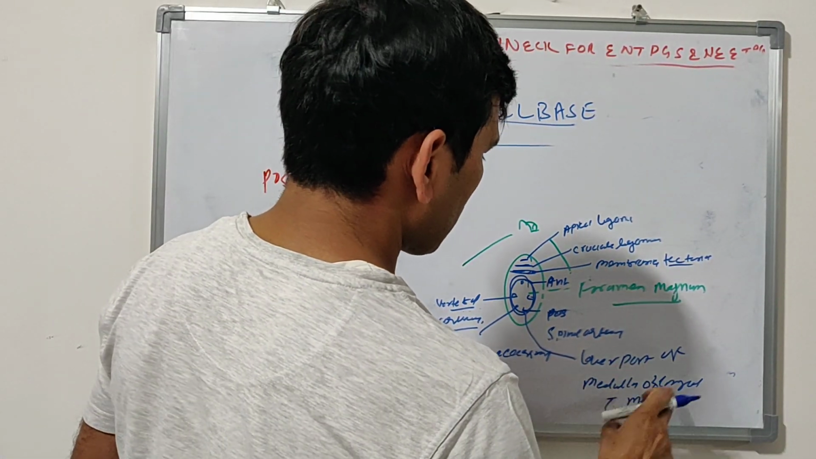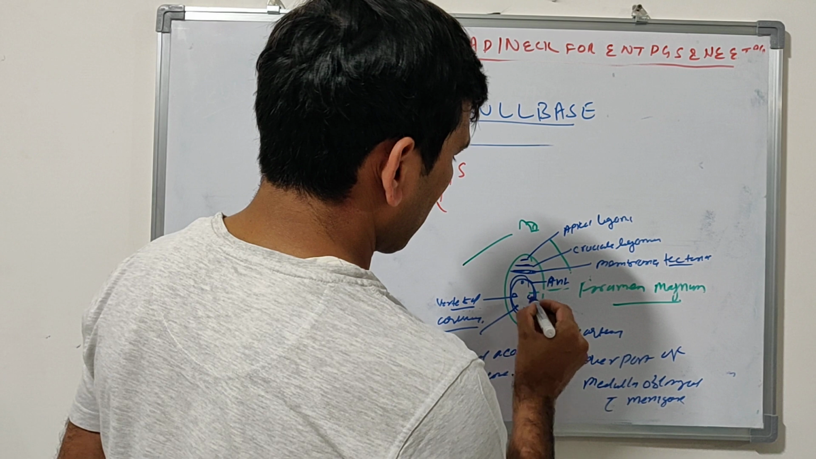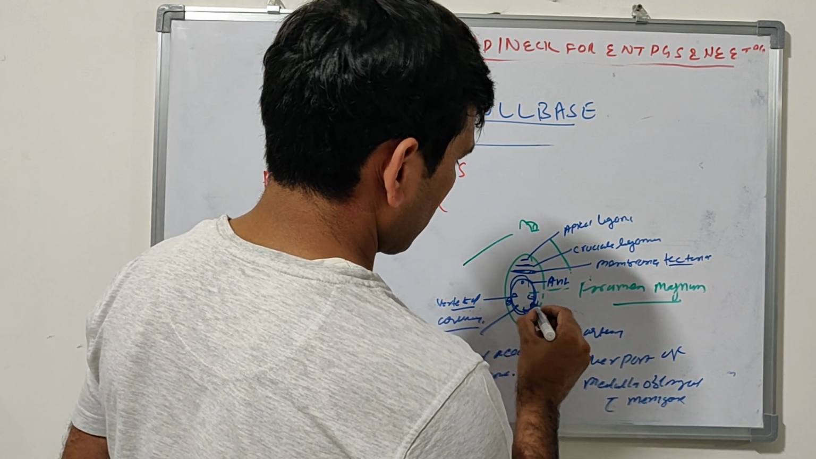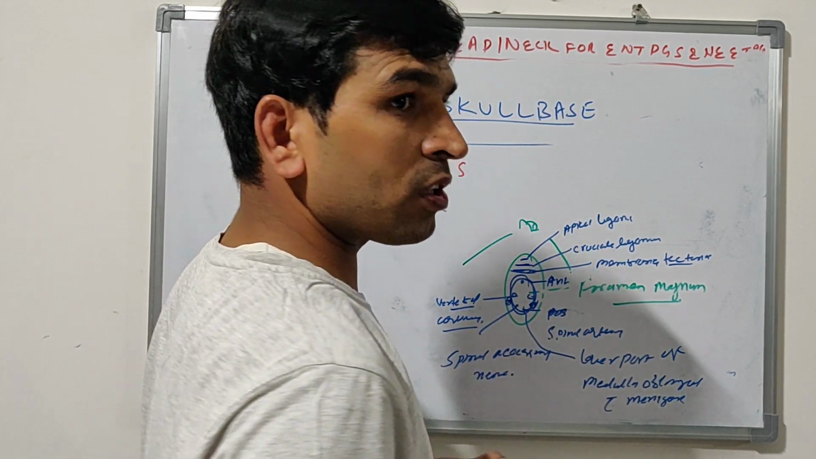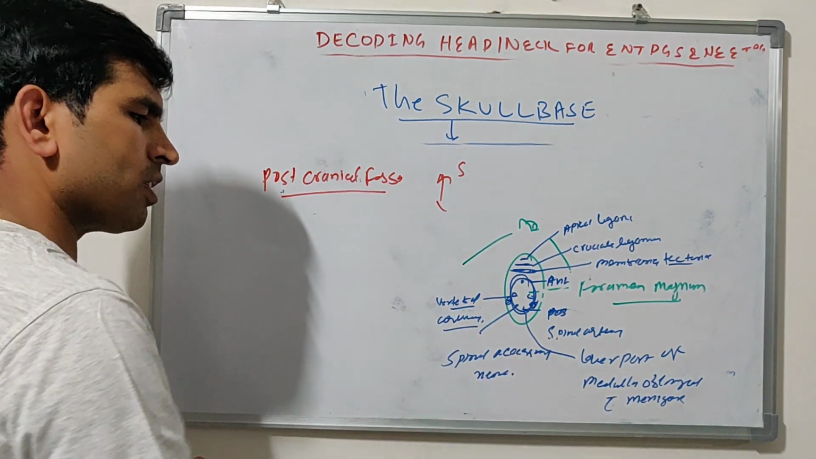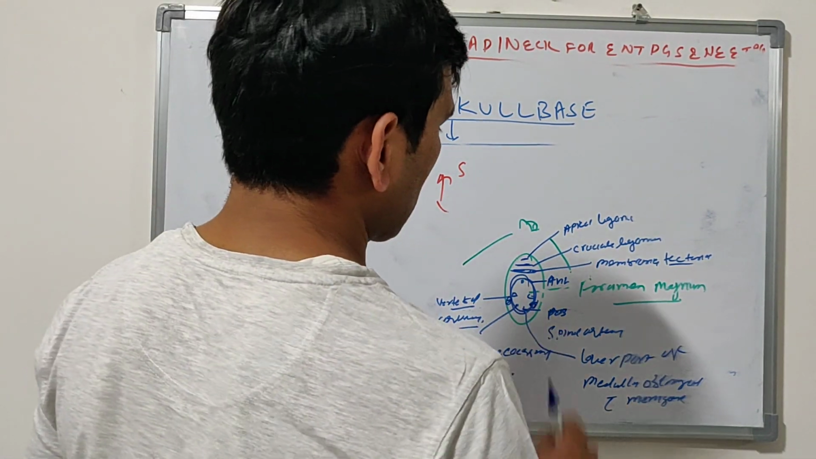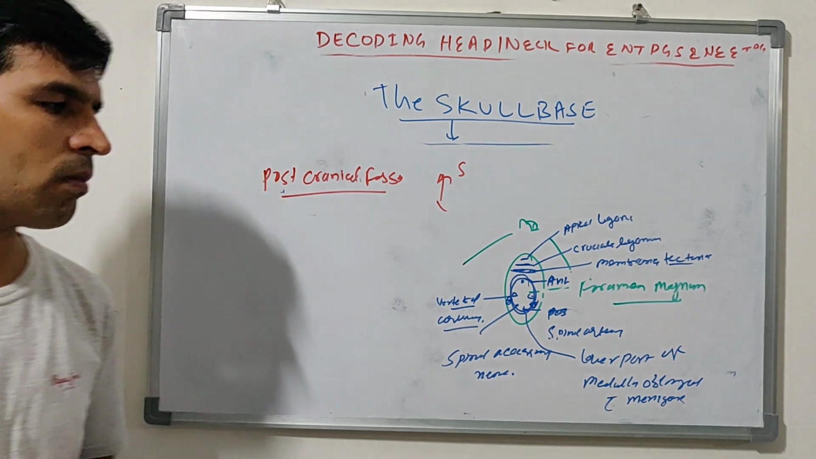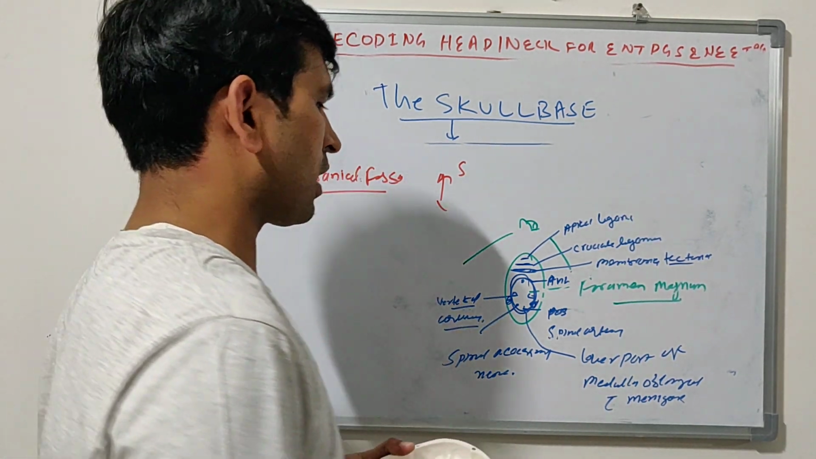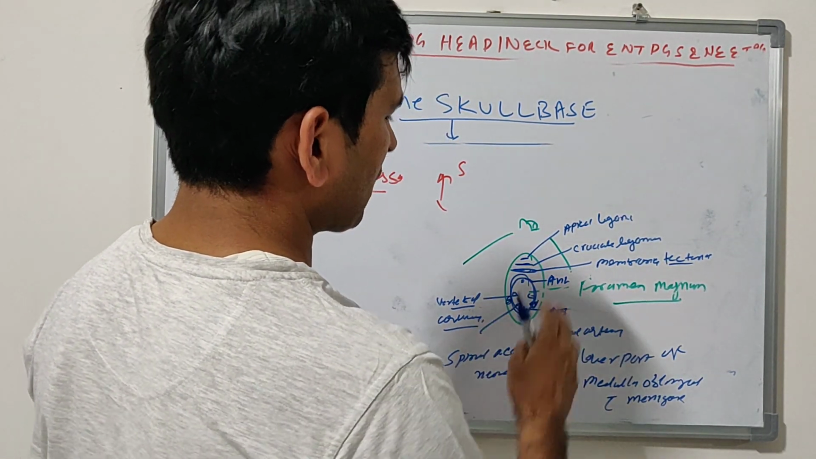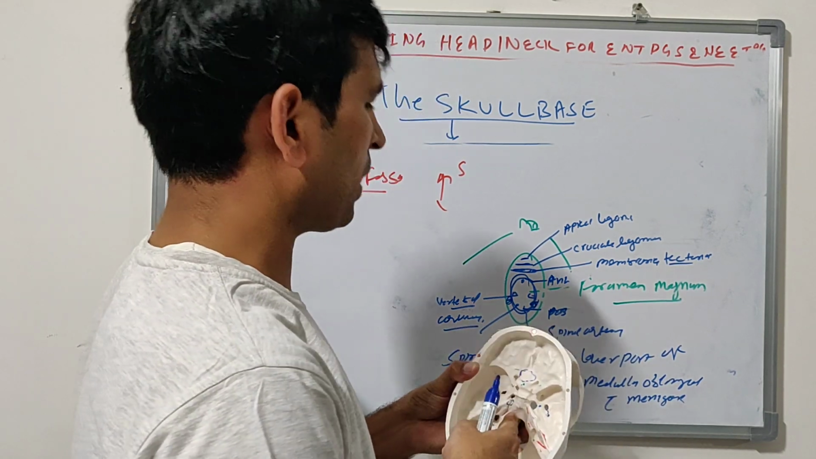Sometimes there may be cerebellar tonsils herniating, and this is called Arnold-Chiari malformation. But mostly these are not present. If the cerebellar tonsil is present, that may be an Arnold-Chiari malformation. So these are the structures passing through this foramen.